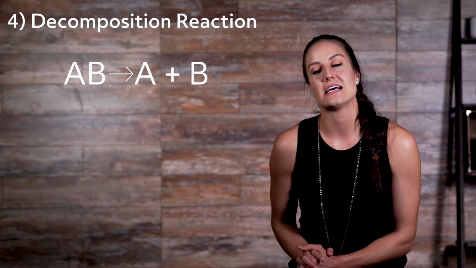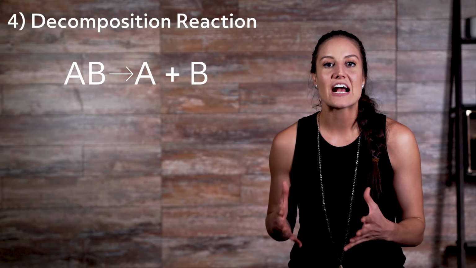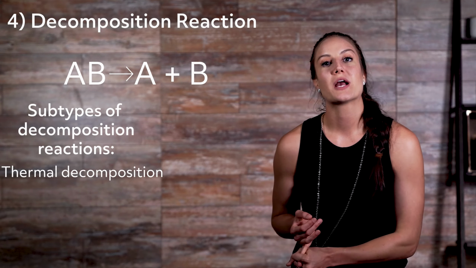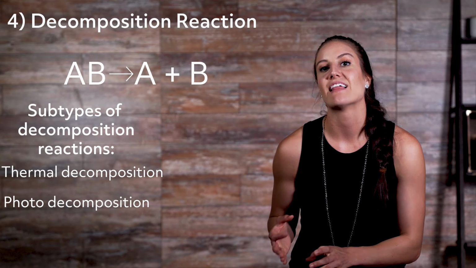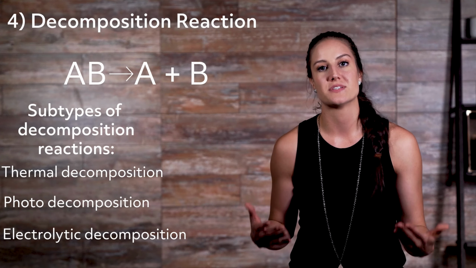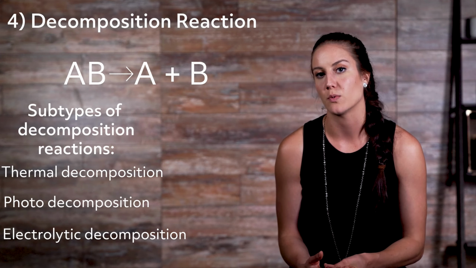Here's what that looks like as an equation. AB yields A plus B. Now, there are actually 3 different subtypes of decomposition reactions: thermal decomposition, photodecomposition, and electrolytic decomposition. The term that precedes the word decomposition refers to the type of energy used to make the decomposition possible.